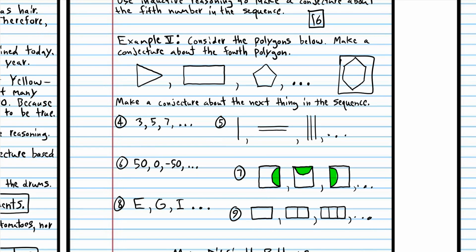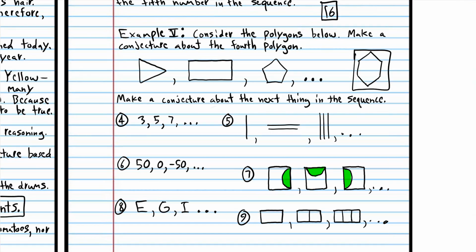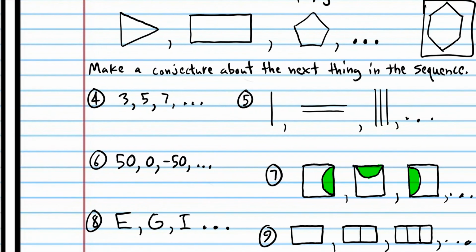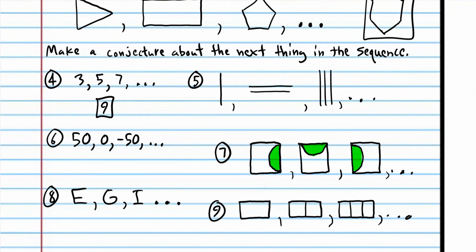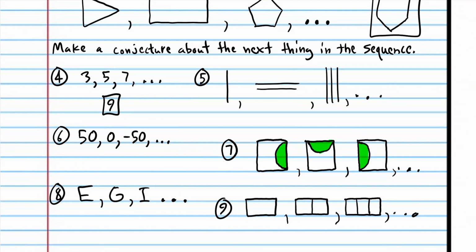All right, so on to number 4. Make a conjecture about the next thing in the sequence. So see if you can do number 4, and when you come back, we'll do it together. All right, we're back. You can see that we're just adding 2 for each one of these. So the next term is going to be 9, because if you add 2 to 7, you get 9. See if you can do number 5, and when you come back, we'll do it together.